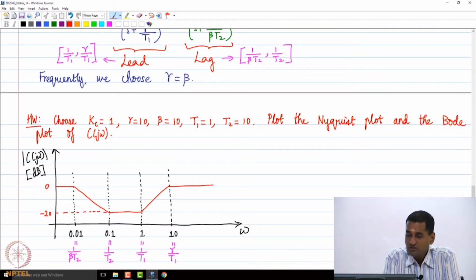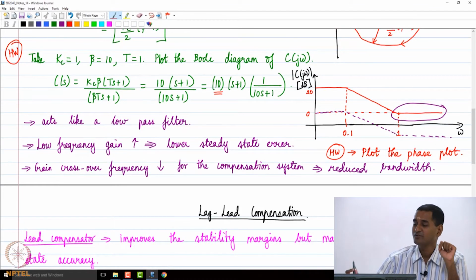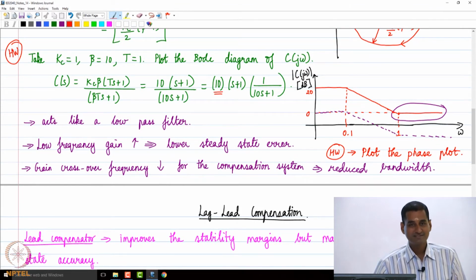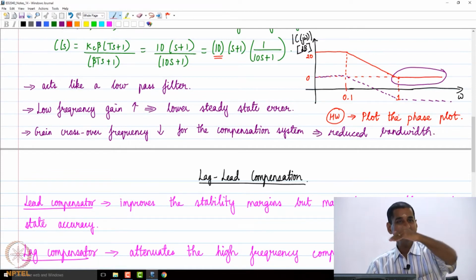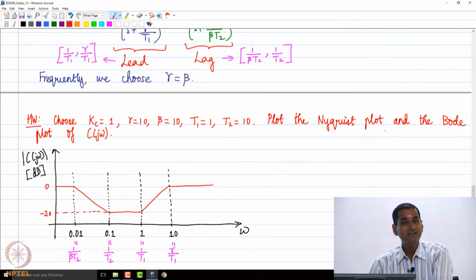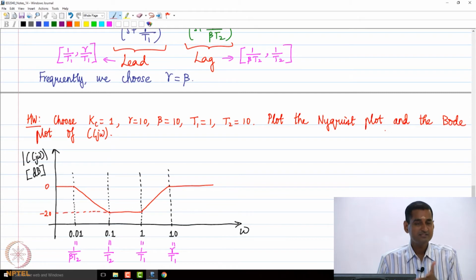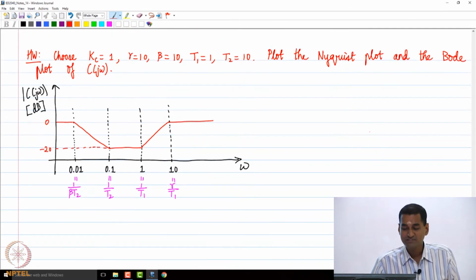You can immediately see that the lag part kicks in first in the lag lead compensator, because you can correlate it to what we learned. The lag compensator's log magnitude plot has a structure like this: it stays constant, decreases, and then stays constant. That's what you have in the first part due to the lag part, and then the lead part kicks in, and the magnitude increases and then becomes constant. That is the structure for this lag lead compensator.